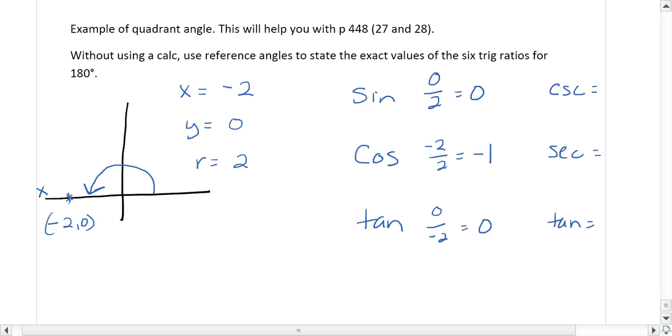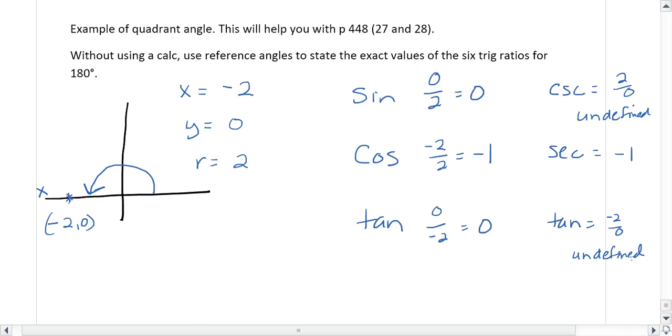So now doing the inverse trig functions, cosecant would be 2 over 0, which we can't have, so we would call this undefined. The secant is negative 1, and the cotangent would be negative 2 over 0, which doesn't exist, so the cotangent is also undefined at 180.